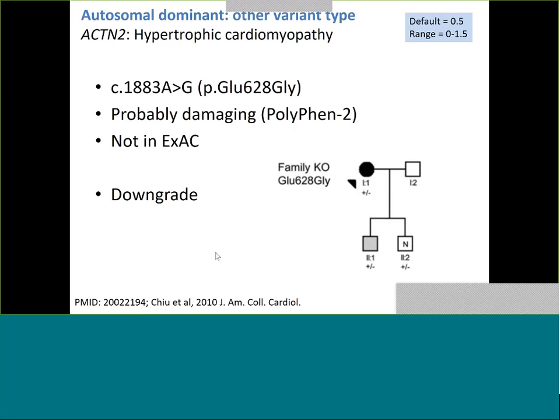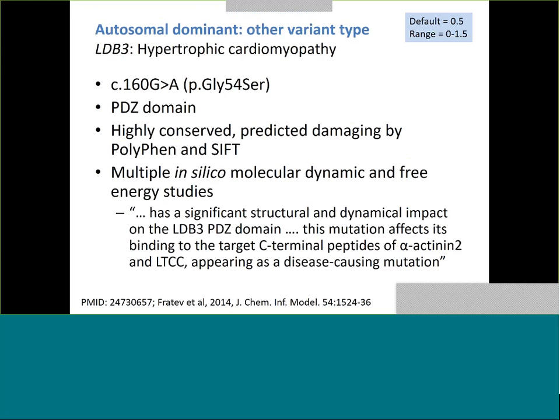Moving on to another example from hypertrophic cardiomyopathy, LBB3 is another gene that we looked at, and a missense variant was found in this gene in a conserved CDB domain.